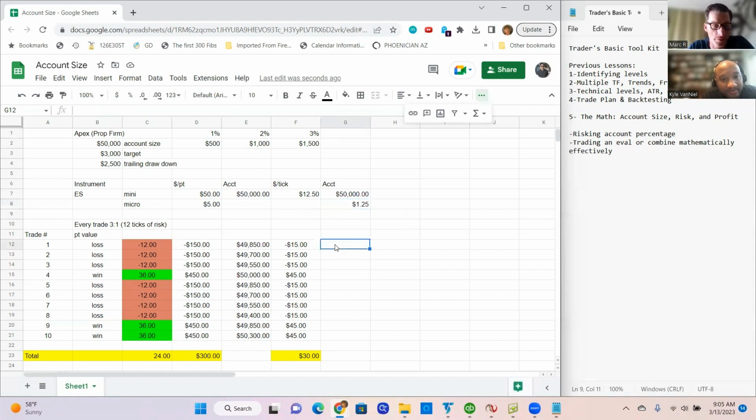But let's say you're trading micros, and this is one contract. All right. If you do that in the micros, at the end of your week, if you took 10 trades, you made $30. All right. That's going to take you 100 weeks to get to your profit target.